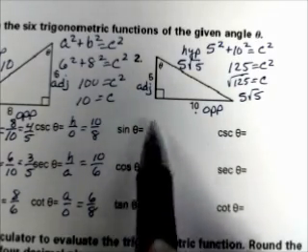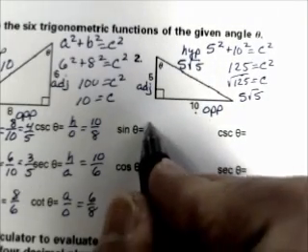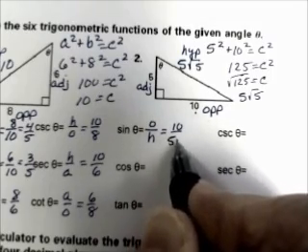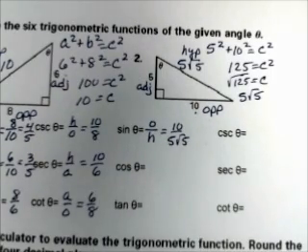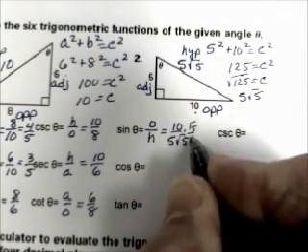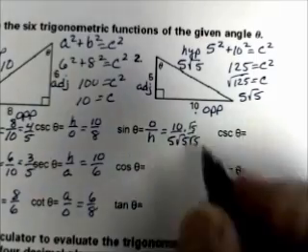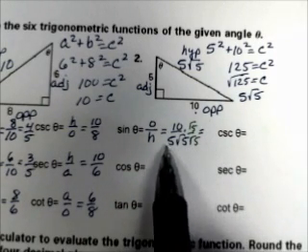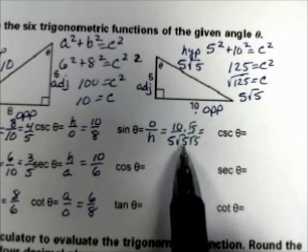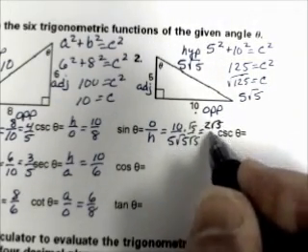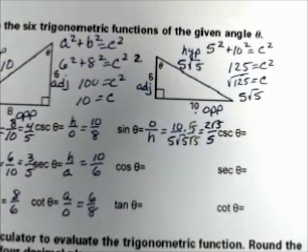So the sine of theta, we want opposite over hypotenuse: 10 over 5 square root of 5. If we were to rationalize that denominator, we'd multiply by square root of 5 over square root of 5. I'm going to end up with 10 square root of 5 all over 5 times 5, which is 25. And that's going to reduce to 2 square root of 5 over 5.